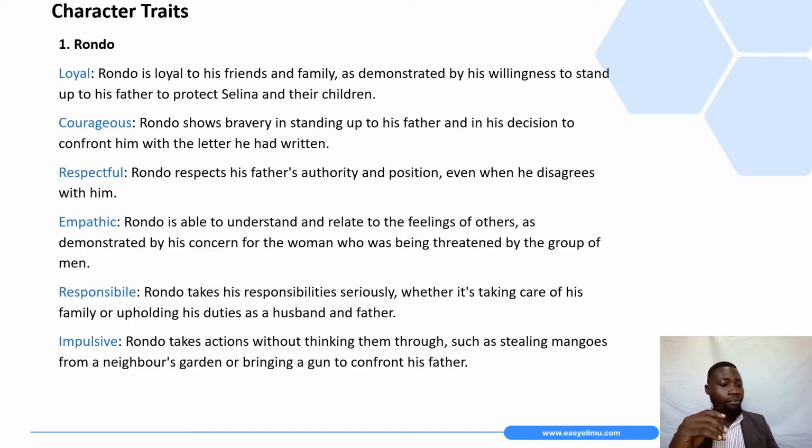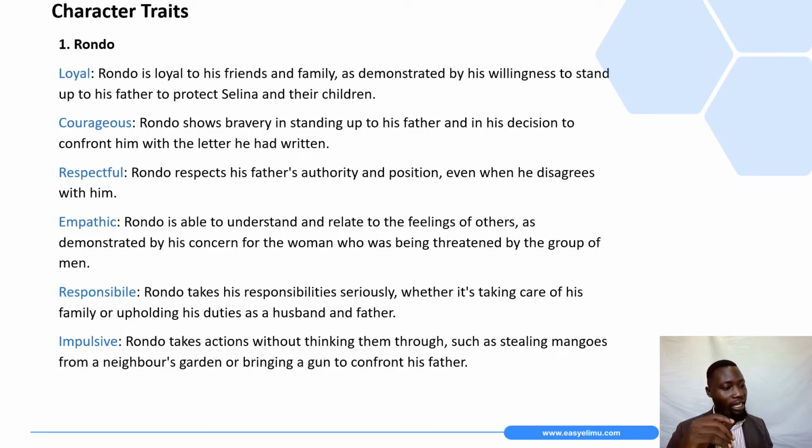Apart from that, we also learn that Rondo is empathetic. He is able to understand and relate to the feelings of others, as demonstrated by his concern for the woman who was being threatened by the group of men. We're also told that Rondo is responsible. In the story, Rondo takes his responsibilities seriously, whether it is taking care of his family or upholding his duties as a husband and a father.